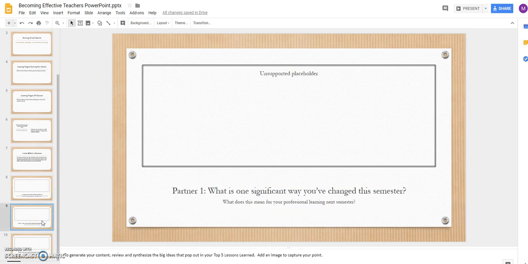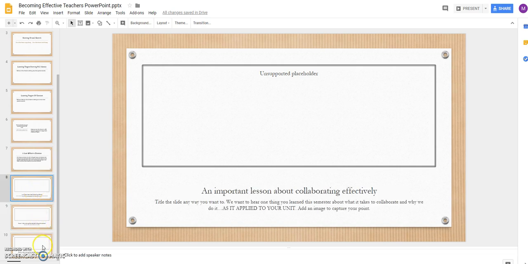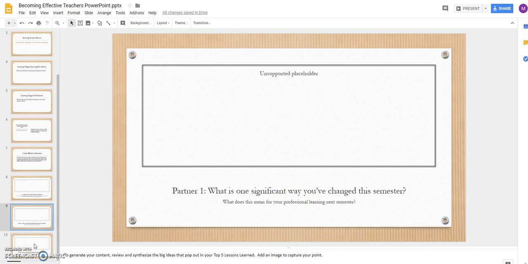Then, each partner is going to talk a little bit about a significant way that you've changed and grown this semester, and what does this mean for your professional learning next semester. On all of these 3 slides, we want you to come up with an image that captures your point. So think through, don't just plug in any kind of picture of a classroom. We want you to really think and match the image to the lessons that you've learned, first about collaboration and then about your own growth.